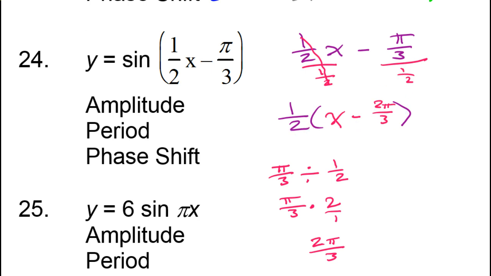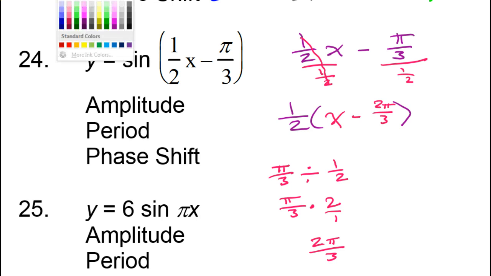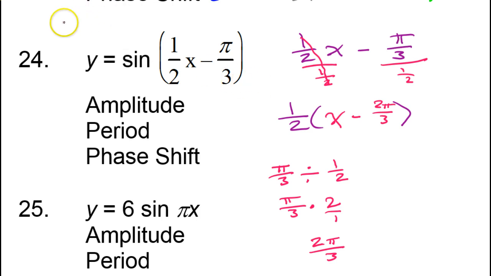So, rewriting the equation using this new technology, we will have y equals the sine of, okay, now I'm going to write this. So I have my 1/2, but then I have my x minus 2 pi over 3 on the inside.